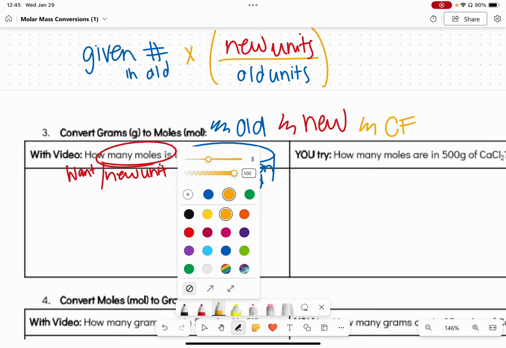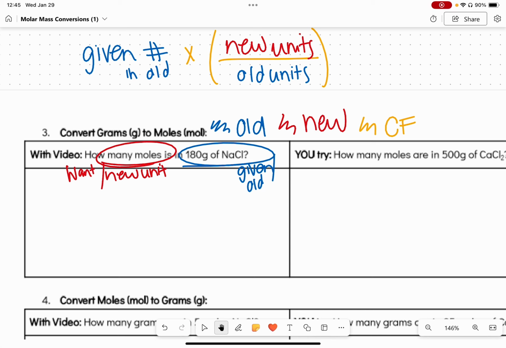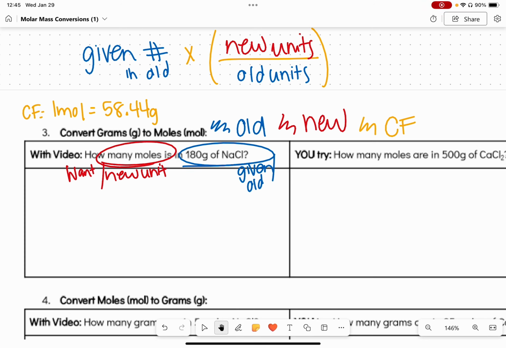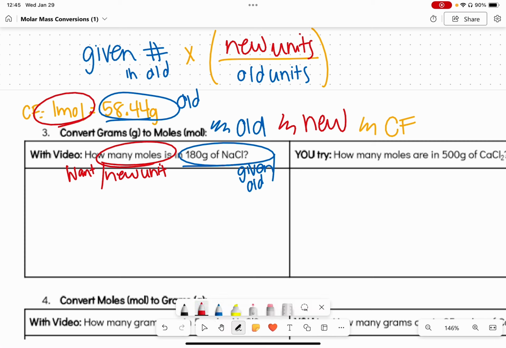When you are going between grams and moles of a substance, the conversion factor is 1 mole is equal to its mass from the periodic table. So the mass of NaCl would be Na plus Cl, which is going to be 58.44 grams. Since I've started with grams, that is going to be my old units in my parentheses. And because I want to find moles, that is going to be my new unit in my parentheses.